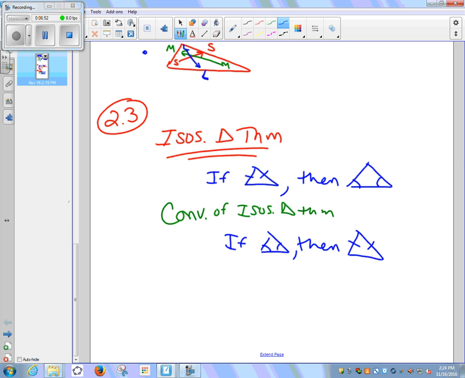So this will turn up in proofs. Know that isosceles triangle theorem is you already are given, or you somehow figure out that the sides are congruent, and you're concluding that the angles are congruent, and vice versa. The only other thing that was in here was equilateral triangles. Right? All three sides are congruent. That makes all three angles congruent, and it makes each angle equal.